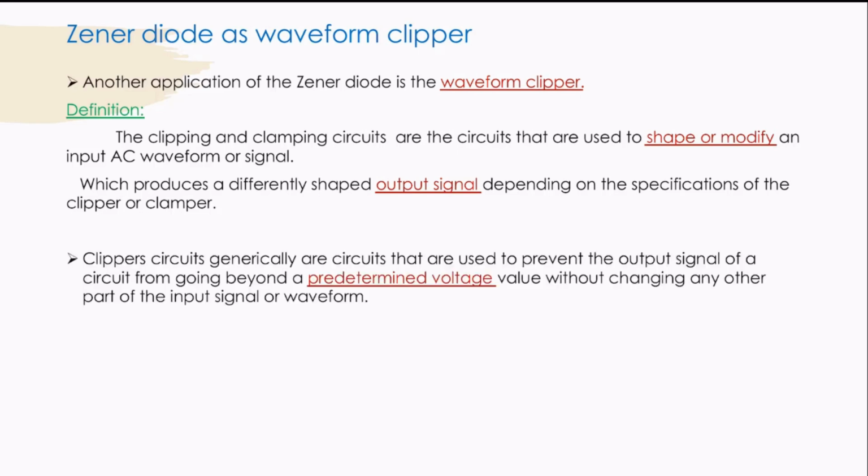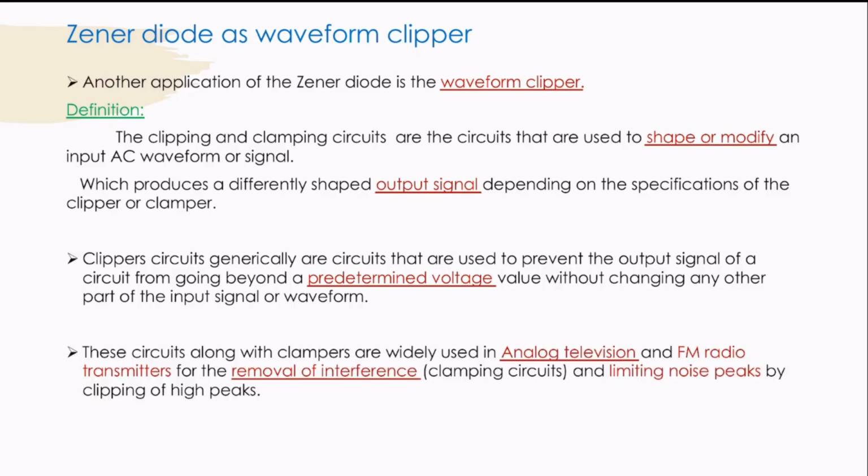And the clipper circuits generically are the circuits that are used to prevent the output signal of a circuit from going beyond a predetermined voltage value without changing any other part of the input signal or the waveform. And these circuits along with the clampers are widely used in analog television and FM radio transmitters for the removal of the interference and also for limiting the noise peaks at the high peaks of the signal.